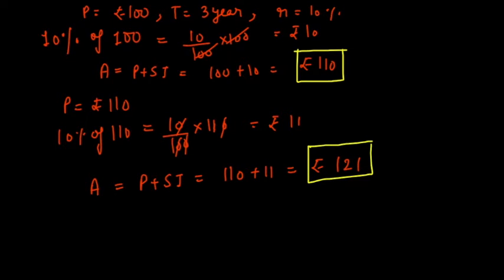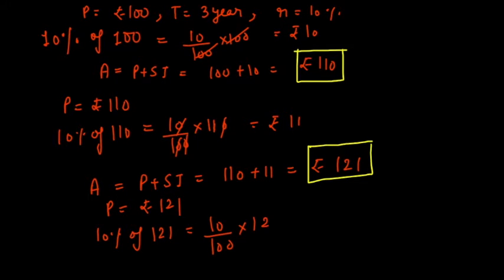Now let's do it for the third year. Principal will be how much now? 121. Okay, the amount which we are getting becomes the principal for the next year when we do compounding. So now 10% of 121. 10 upon 100 into 121. This is cancelled. So you get rupees 1.21. Sorry, it is going to be 12.1. Right? It is going to be 12.1.